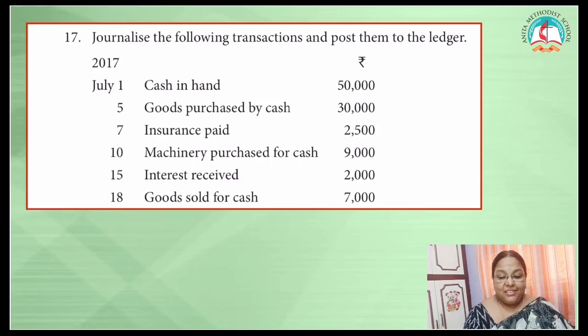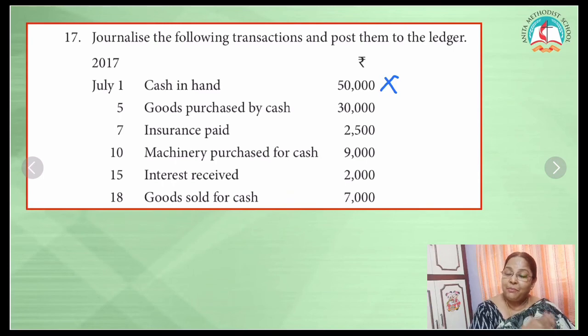Now let's solve a full problem. Okay. Journalize the following transactions and post them to ledger. How many questions do you have? You have two questions. You have to write the journal entry and then you have to post to the ledger. Okay. First one, cash in hand. Do you write a journal entry for the opening entry? No. Very good. So, for this, you will not write a journal entry.